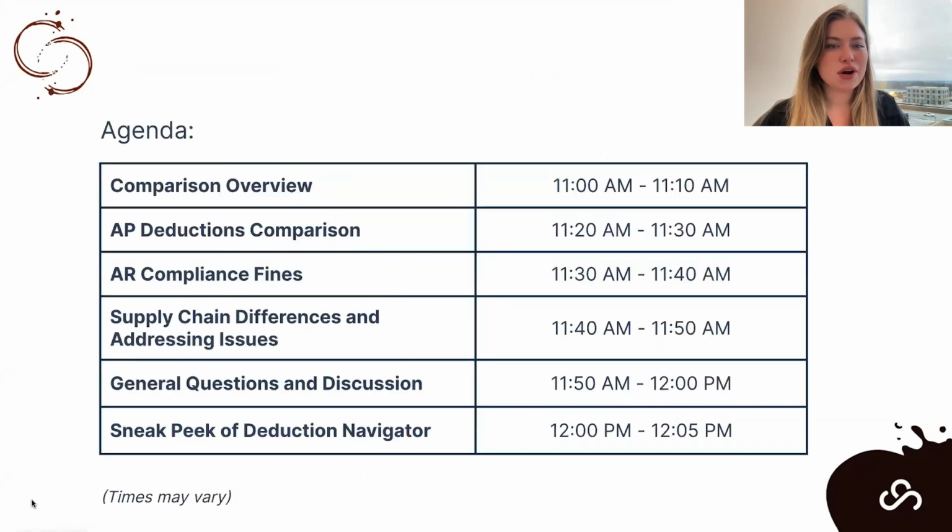All right, so our agenda for today, we're going to be doing a broad comparison overview of the two different programs for both countries. We're going to be talking through AP deductions comparison, what's different there, what's different for AR compliance fines, what supply chain differences and how you can address issues for each of the different countries. And then we're going to reserve 10 minutes at the end for general questions and discussion.